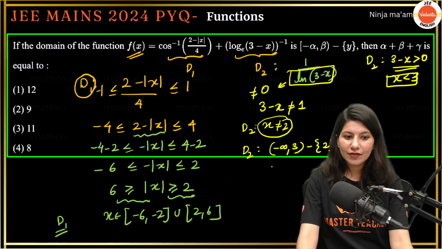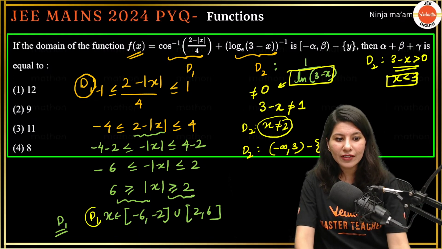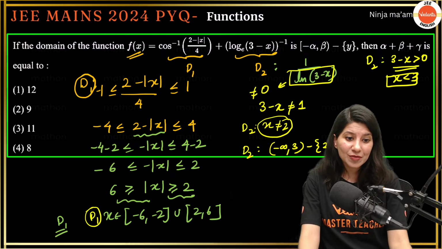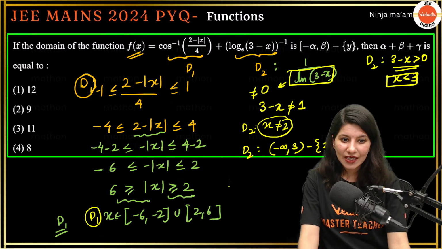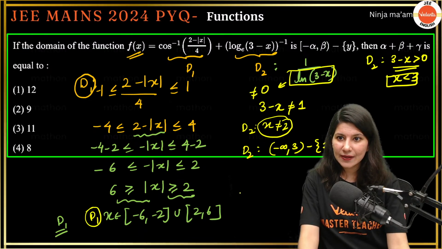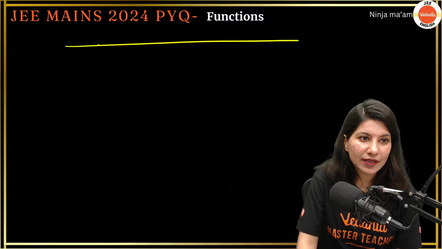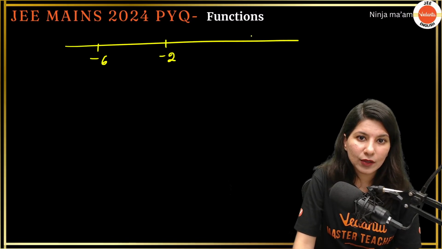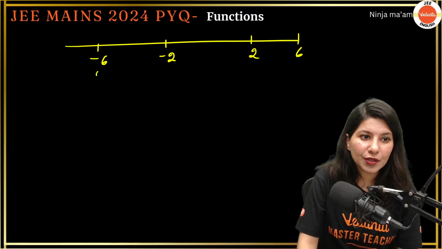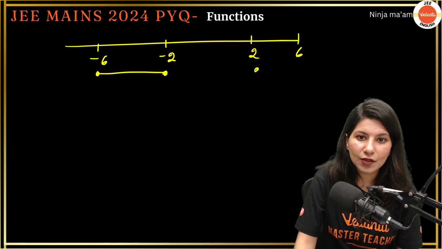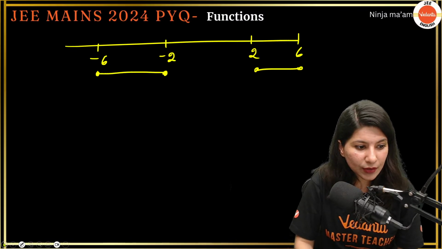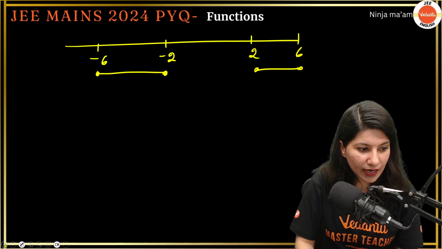Right? This is your final d2. This is your final d1. Now we need to take the intersection part. Intersection part says that, let me just give you a brief. Minus 6 to minus 2 and 2 to 6. This is what your d1 is saying. This is your d1, right? What about d2? Let me just change the color and go back.